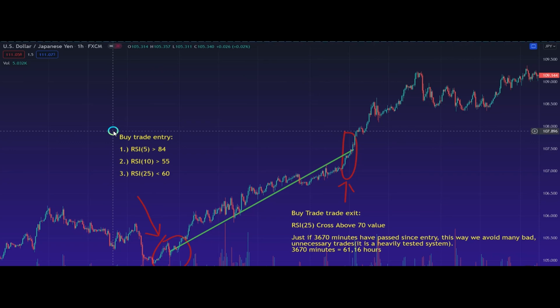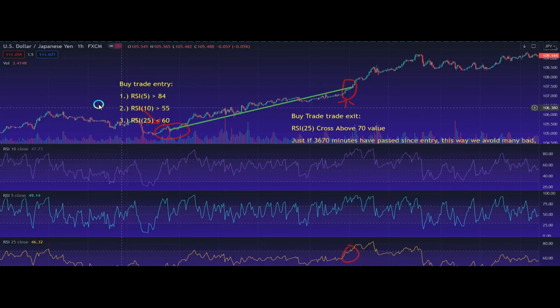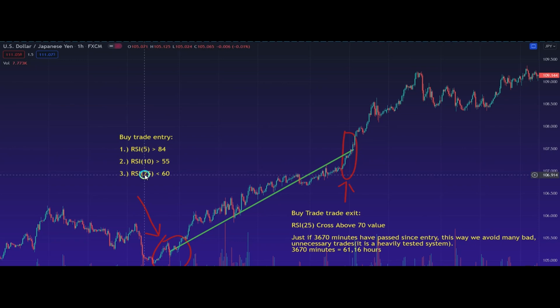Let's see. The entry rule is really simple. It uses 3 RSIs, and you can only enter the market if all 3 conditions are met. The first condition is the 5 period RSI, and I have to tell you: don't ever use just the default periods and settings of the indicators, because everybody else is using those and they're just not profitable anymore. Too many people use them, so it is so predictable that it isn't working.